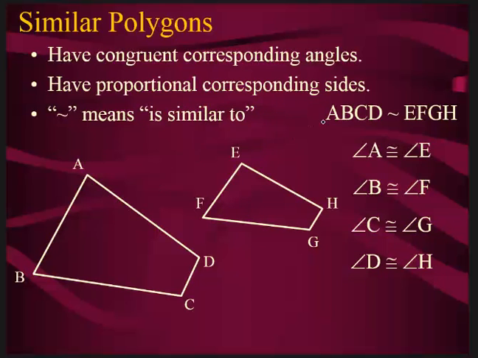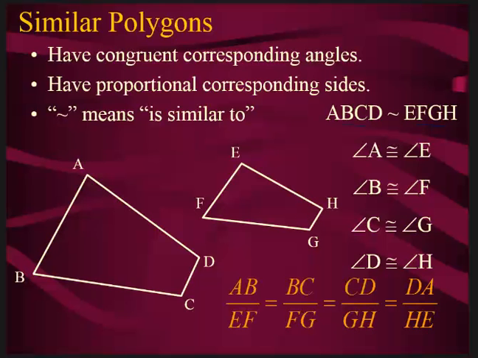So again, if I go in order on my name, side AB corresponds with side EF. That ratio, that fraction, AB over EF, should be the same when reduced as the ratio of side BC over FG. Does BC correspond with FG? Yep. So if I make a fraction out of those two and reduce it, it should be the same number every time. So here's what our equality statement would look like.